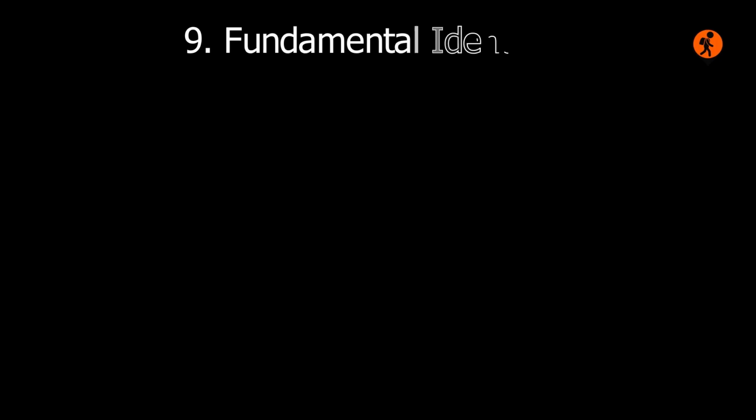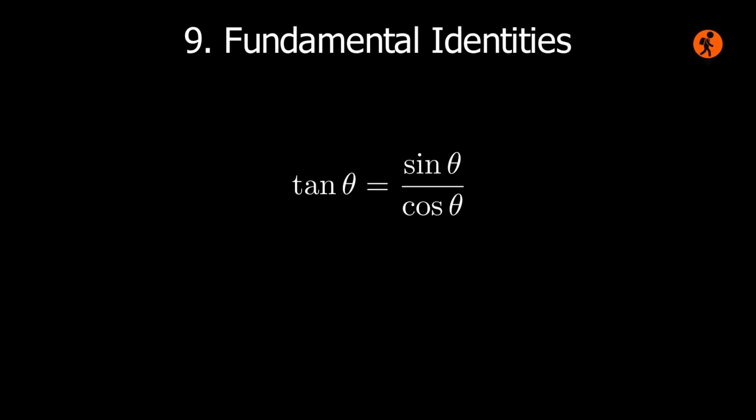You will use these fundamental identities everywhere. Tangent is equal to sine over cosine. And the square identity, sine squared theta plus cosine squared theta equals 1.